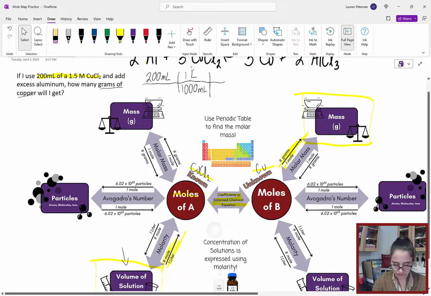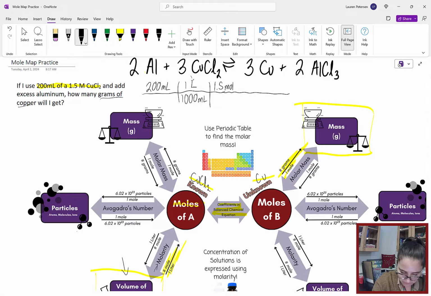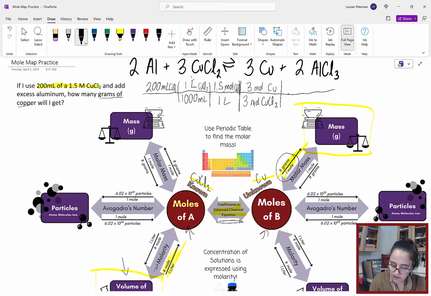Then it's the number of moles over 1 liter, where that number is the molarity, 1.5 moles. So 1.5 moles over 1 liter. Then we're going to use the coefficients. Oh, we should add who we're talking about: the copper chloride. 1 liter of the copper chloride solution and 1 mole of copper chloride. So then we know for every 3 moles of the copper chloride, I get 3 moles of copper. And that takes us to our last step, which is grams over 1 mole. 1 mole of copper has a mass of 63.55 grams.